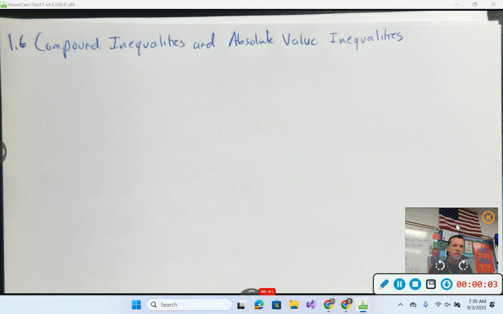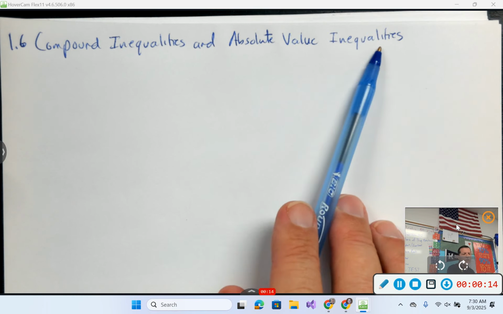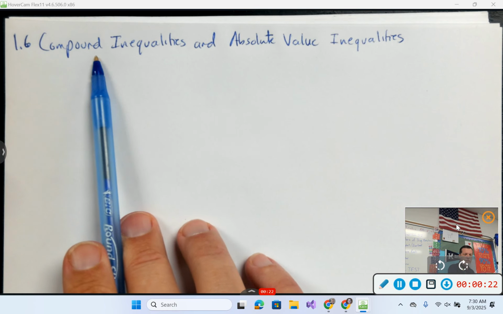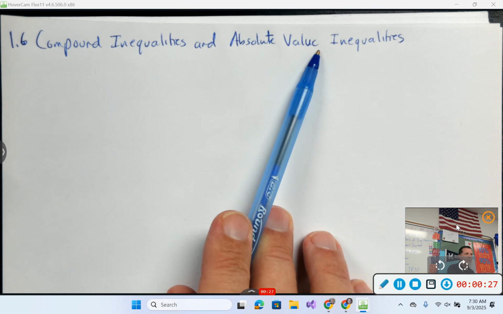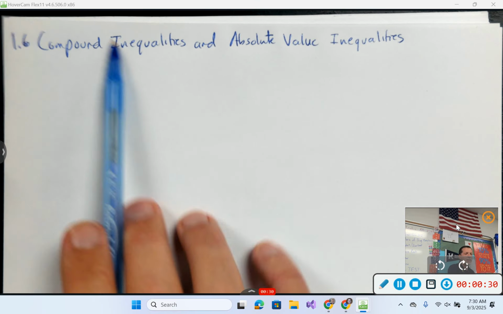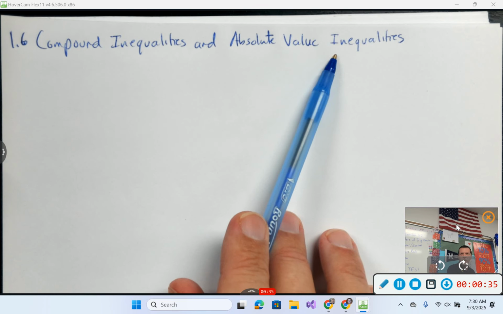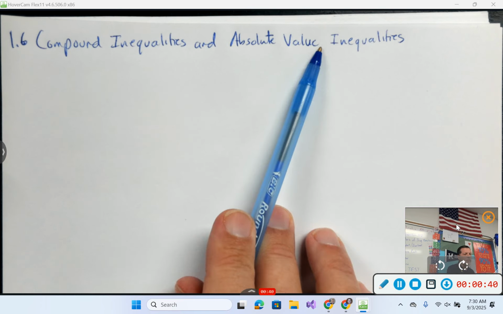Okay, compound inequalities and absolute value inequalities. A couple comments before we even work a few. It's maybe not the best way to title this because absolute value inequalities are a type of compound inequality. So all absolute value inequalities are compound inequalities, but not all compound inequalities are absolute value inequalities. Kind of a squares and rectangles thing, right? This is the rectangle, and the specific type of that rectangle is absolute value inequalities. Now, you handle them kind of differently, so that's not too big of a deal.